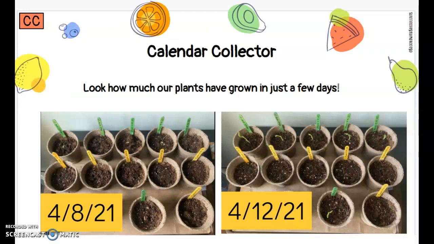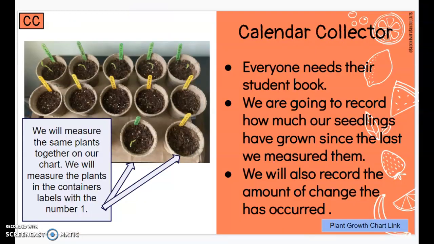Wow, here are our plants so far this month. Look at how much they have grown in just a few days. The first day we measured on the 8th, we only saw plants here, here, here, and here. Now, if you look at our picture for the 12th, we have all of our peas sprouted. If you look very closely, you can also see a few of our corn seedlings are starting to come up. We are going to measure our plants today to see how tall they are.